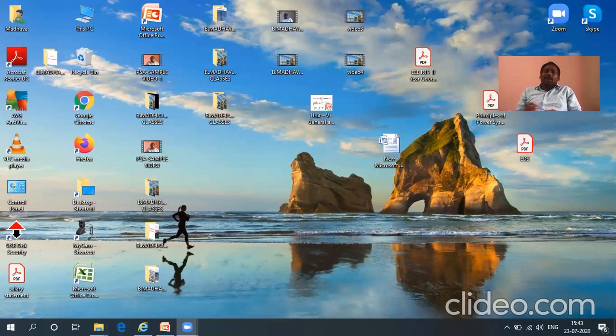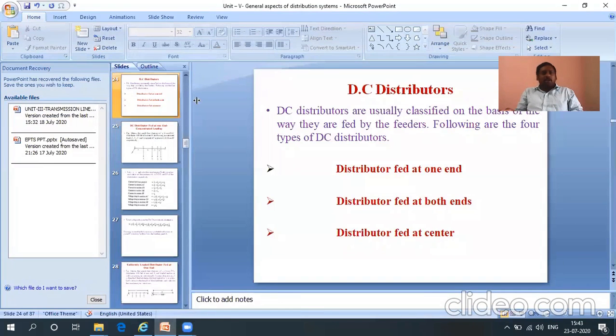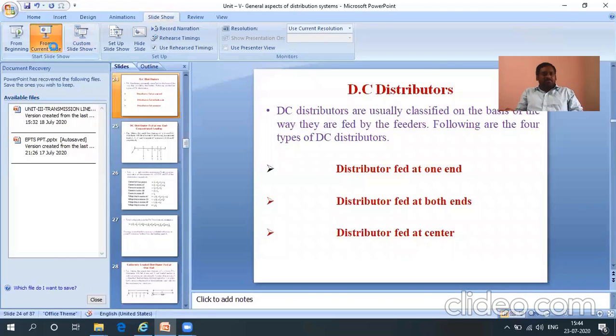Now we will do the calculations of this distributor, especially DC distributor calculations, while the distributor carries a DC supply. If the loads are connected at one end or both ends, when the loads are concentrated and when the loads are distributed, we will discuss the performance of the DC distributor with different types of loads.